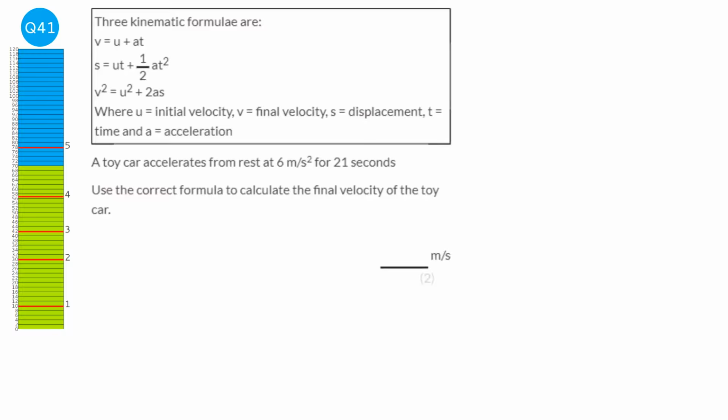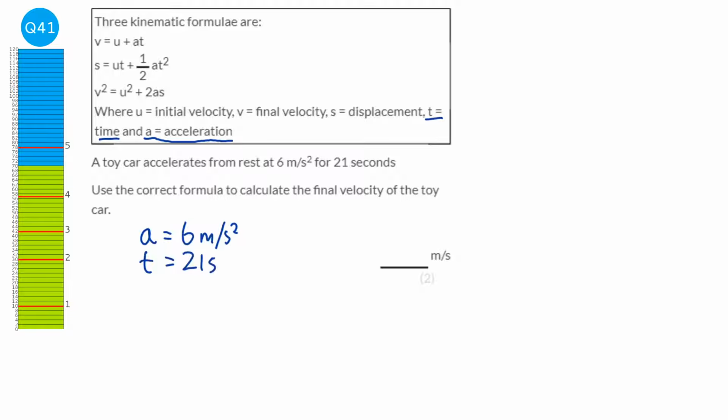With these questions, what we need to do is write down what we're given in the question. So it says that the car accelerates at 6 meters per second squared. So we've got the acceleration, which is 6 meters per second squared. And I'm using the same letters as it has in the question here. It says for 21 seconds, so we've got the time, which is 21 seconds.